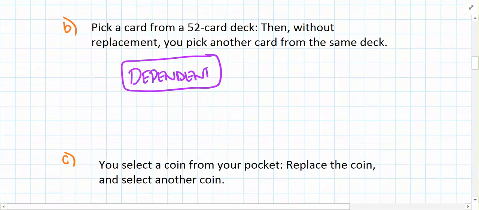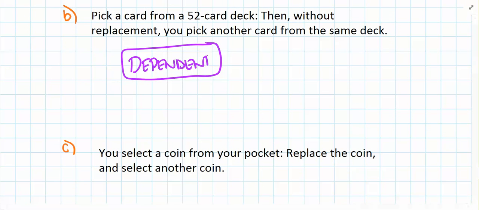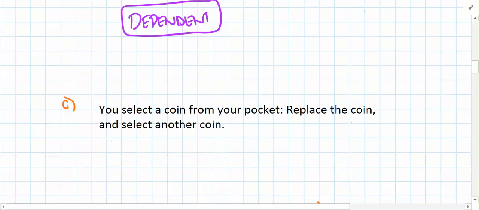All right, let's do part C. Let's look at this one. If you select a coin from your pocket, and then you replace the coin, then you select another coin. So you have 2 different events. Yeah, Rachel says this would be independent. I would agree. Why would you say this was independent? Because for the second event, I reset the coins. So this one would be independent.